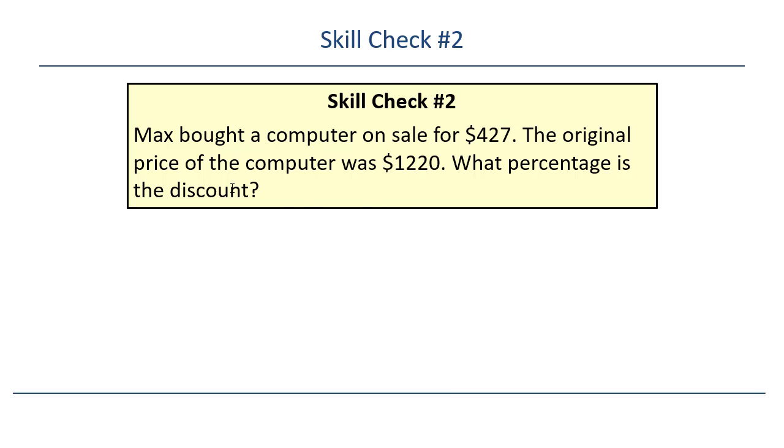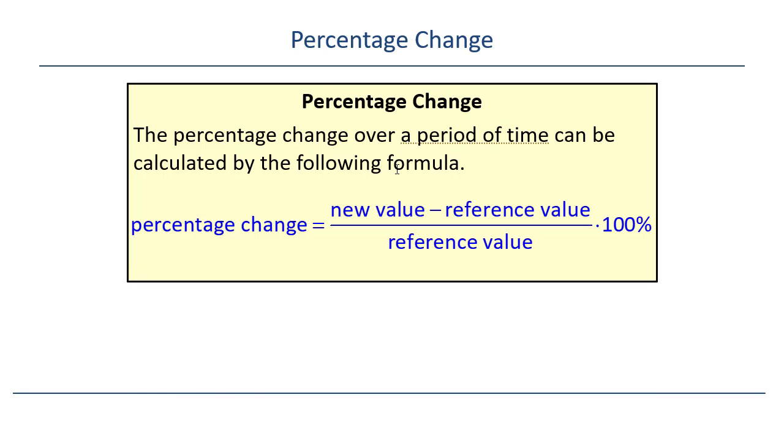See if you can do this one, right? Computer was on sale for $427. The original price of the computer was $1220. See if you can figure out what the percent discount is. Did you get 65?